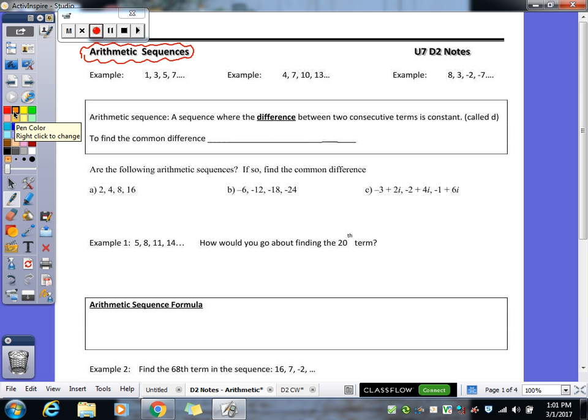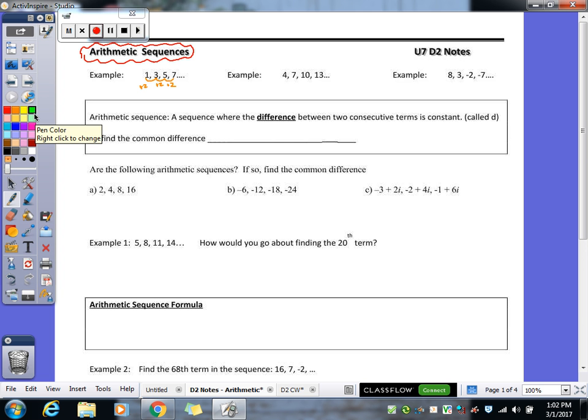So if we take a look at the first one, what do we do to get from one term to the next? Add 2. Does that work for the whole sequence? Yes, and that's the main thing with your arithmetic sequences. It's always going to be a consistent increase. That one's consistently increasing by a 2.